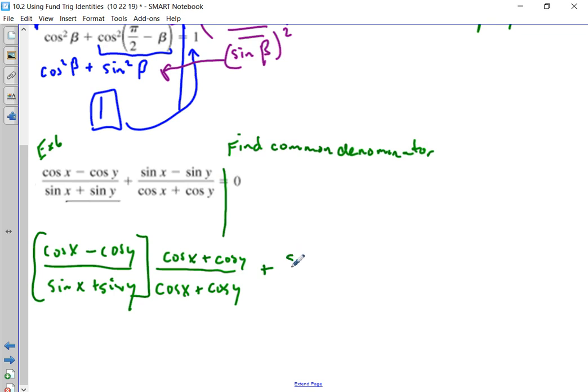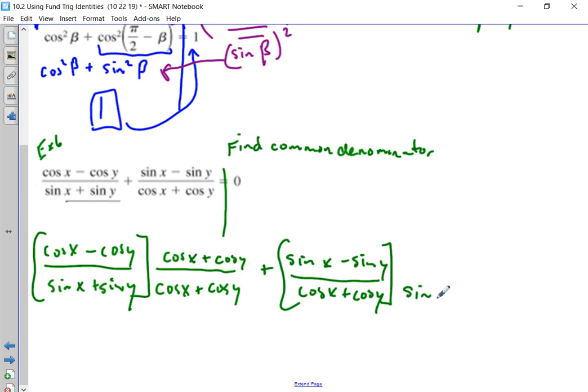Well, now we're going to have sine of x minus sine of y over cosine of x plus cosine of y. But now we're going to multiply by this denominator right here because we have to get it common. But we can't just multiply that, so we're going to do top and bottom. Sine of x plus sine of y. And so when we have those, we're going to multiply them through and see what that will do for us.